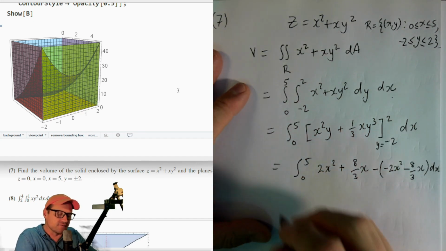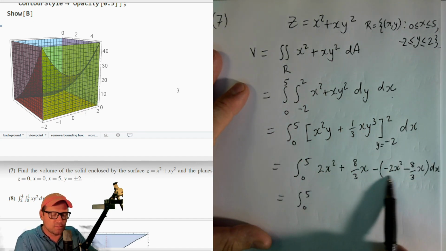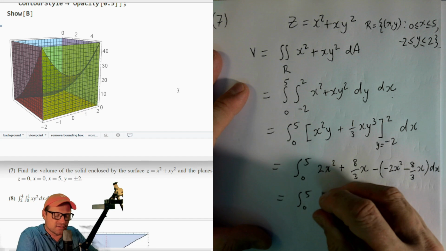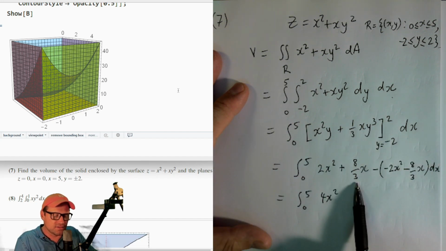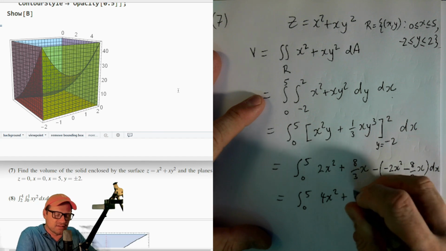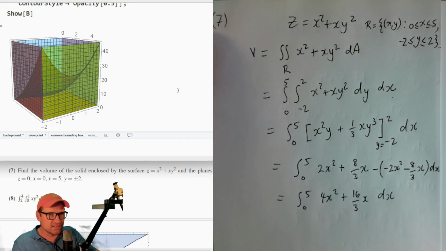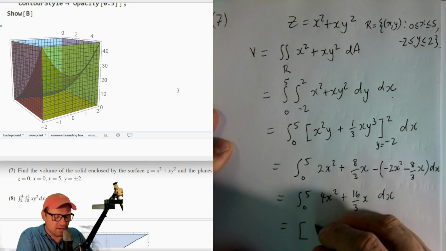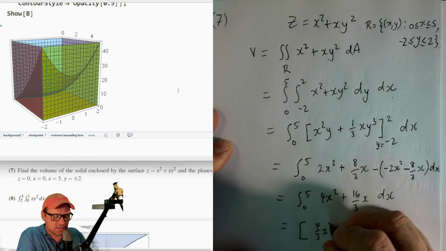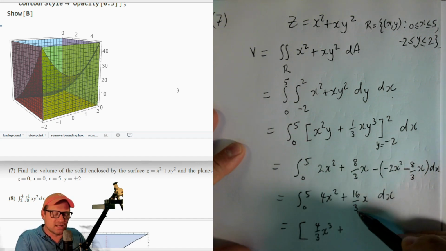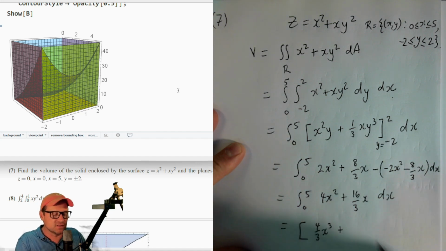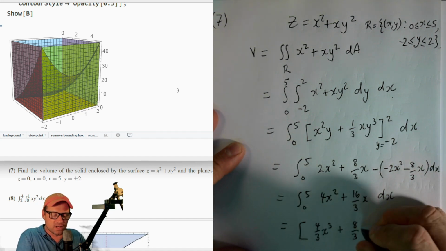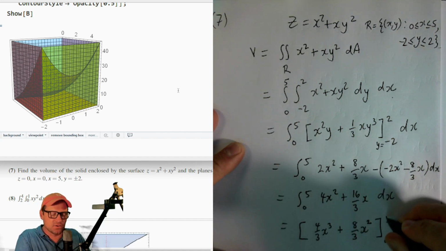Okay, now taking the difference, we have 2x squared plus 2x squared is 4x squared. 8/3 x plus 8/3 x is 16/3 x. All right, so integrating this, we have 4/3 x cubed plus 16 over 3 times 1/2 x squared, but 16 over 2 is 8, so that's plus 8 over 3 x squared, from 0 to 5.